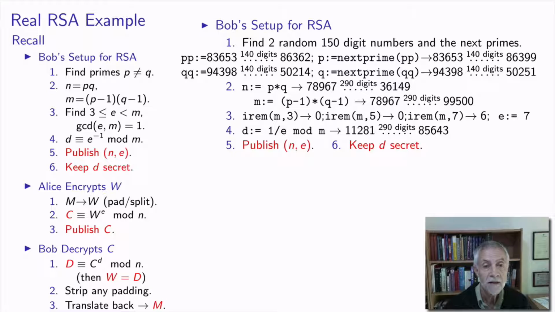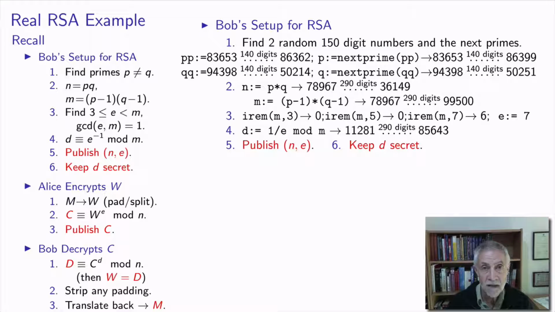Next step is to find a number E, a prime. We typically would take a prime E in the range bigger than or equal to 3 and less than M, which is not a divisor of M. In other words, the greatest common divisor of E and M will be 1.